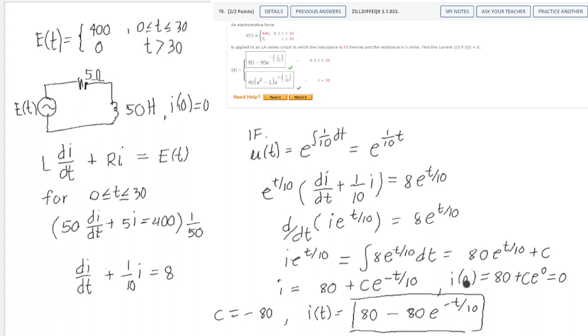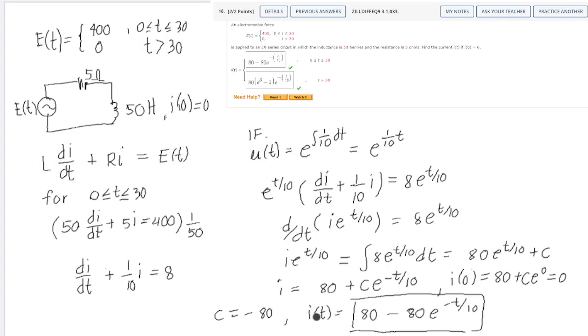Now, using our initial condition I(0) equal to 0, we substitute 0 for t, because this is our current at time t equal to 0, meaning the starting current. I(0) is equal to 80 plus c e to the 0. This comes from here. We just substituted 0 in here, that's why this becomes e to the 0. And if this is equal to 0, because this is our initial condition, our c is 0 minus 80, or negative 80.